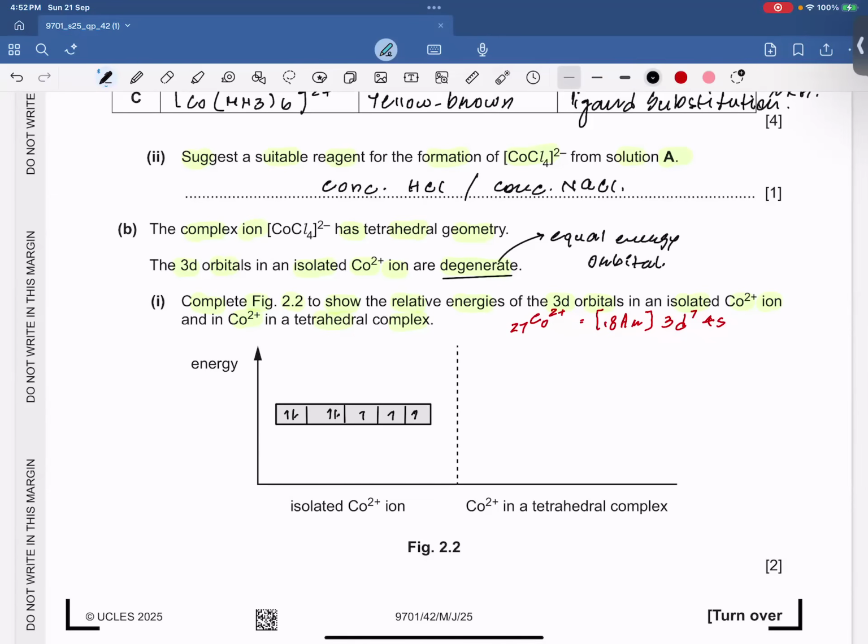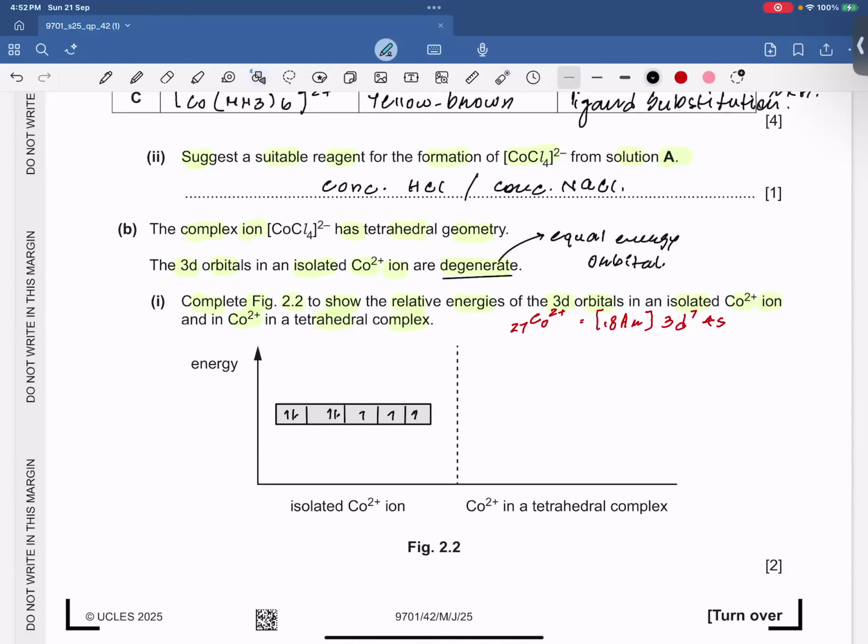Now in a tetrahedral complex, the first 3 orbitals experience more repulsion, because in tetrahedral geometry, all the ligands exist between the axes. These 3 orbitals also exist between the axes, which is why repulsion becomes stronger, and therefore they will exist as higher energy orbitals. Whereas these 2 exist on the axis while the ligands exist between the axes, which is why they will experience lesser repulsion and therefore they will exist in a low energy state.